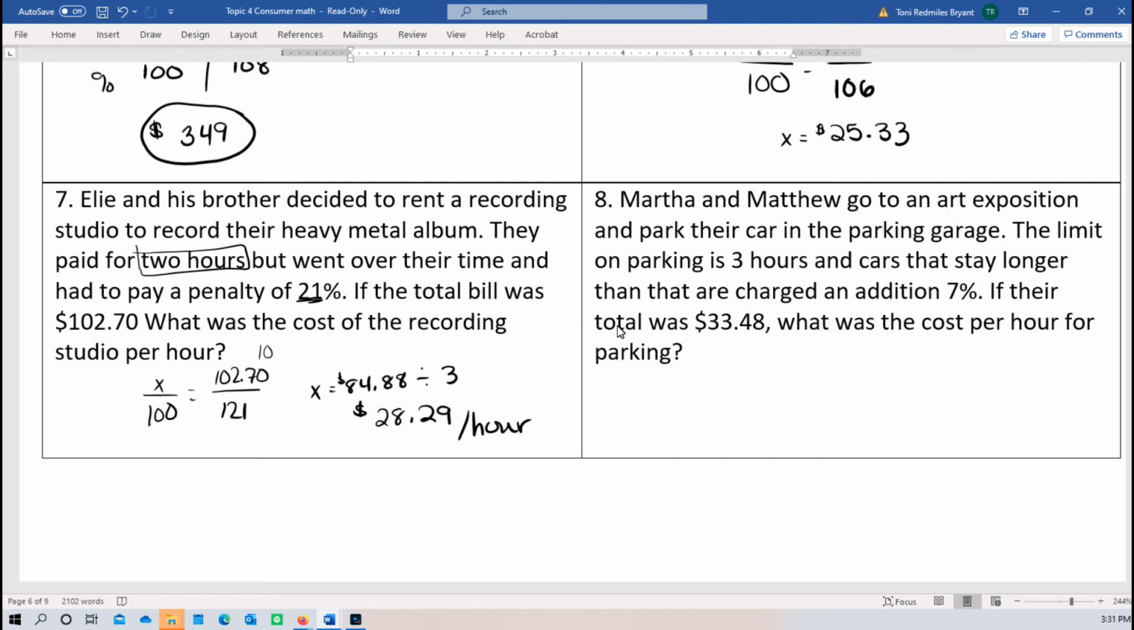Martha and Matthew go to an art exposition and park their car in the parking garage. The limit on parking is 3 hours, and cars that stay longer than that are charged an additional 7%. If there is a total of $33.48, what was the cost per hour for parking? Okay, so we parked for 3 hours, and there's an additional charge. So obviously they must have went over the limit into 4 hours.